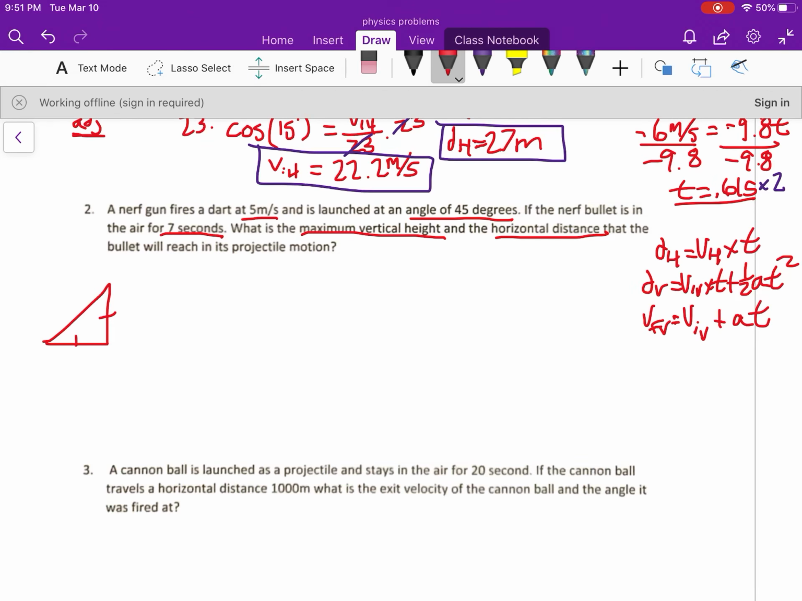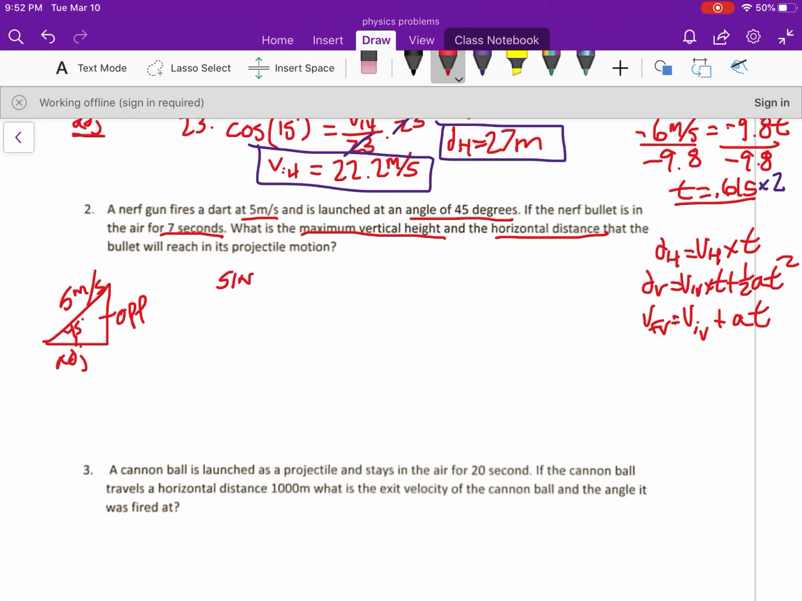So we have 5 meters per second here at 45 degrees. That's seconds. So in order to solve this, I can either use sine or cosine because I'm looking for my opposite or my adjacent. And whichever one I get, it's going to be the same for either one. If you don't believe me, you can try it yourself.